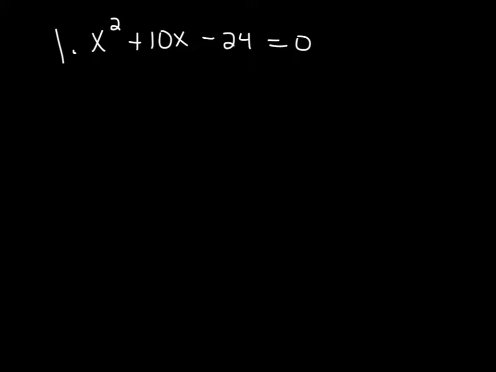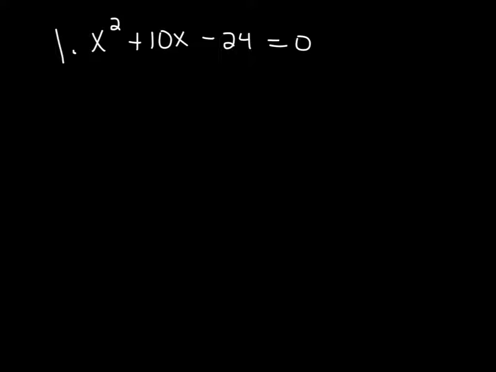The first question I have is x squared plus 10x minus 24 equals 0. Now remember, completing the square is another method that you could use besides using the quadratic formula. So it is very useful, and it also allows you to find certain equations of different things, including the equation of a parabola and the equation of a circle. But let's first start simply for solving for x.